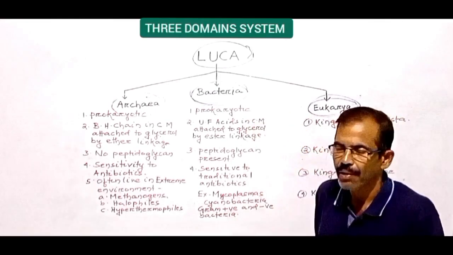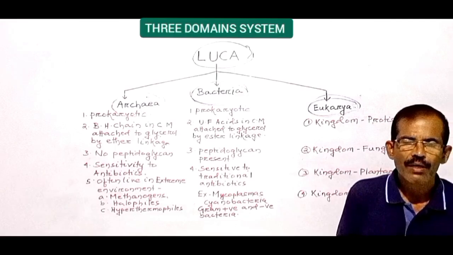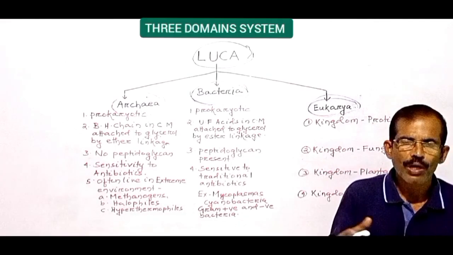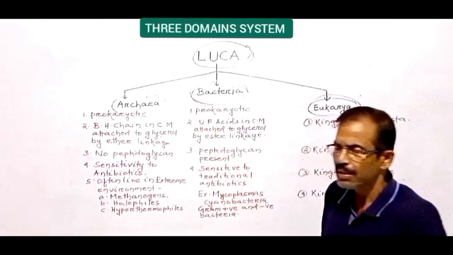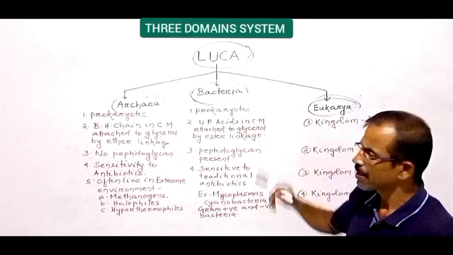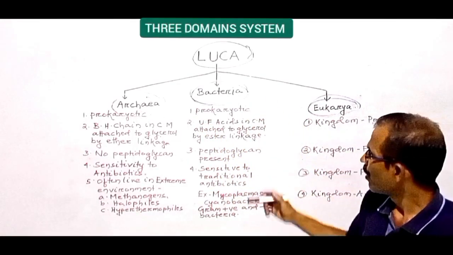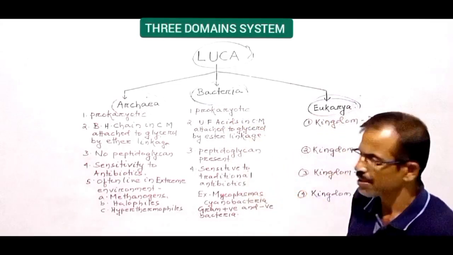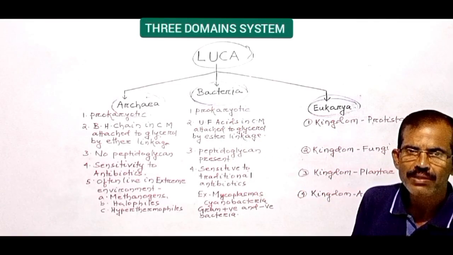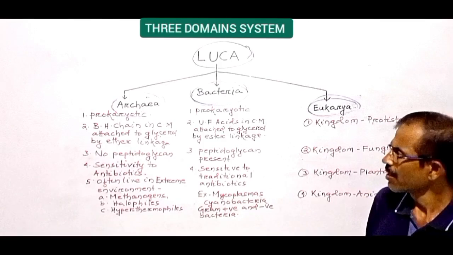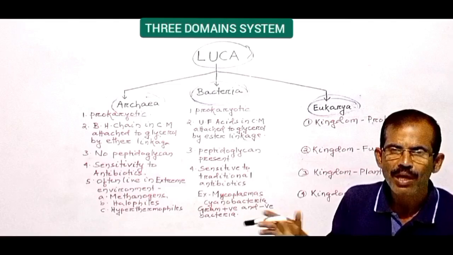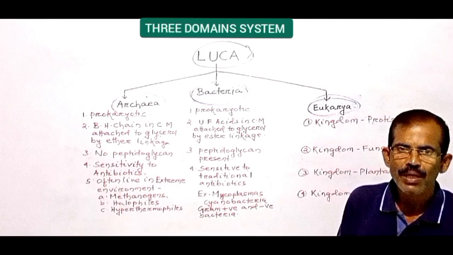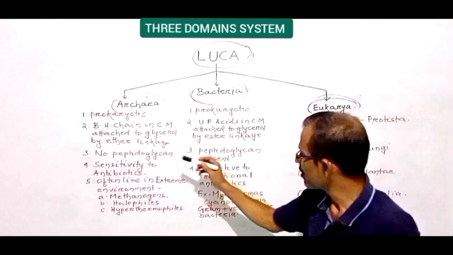Next, bacteria. Like archaea, bacteria are also prokaryotic organisms. But unlike archaea, the cell membrane of bacteria consists of unbranched fatty acids that remain attached to glycerol by ester linkage. By contrast, in archaeal cell membrane, there is branched hydrocarbon chain that remains connected to glycerol by ether linkage.